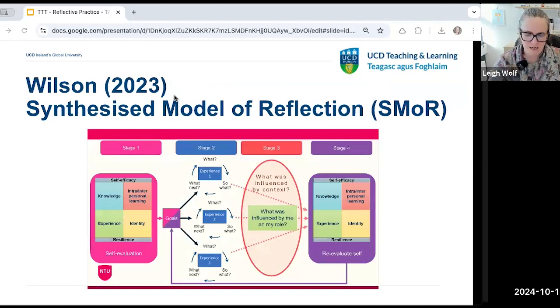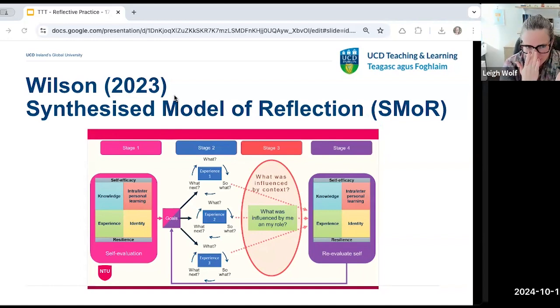And there's a new model for that that has just recently come out from Wilson just last year, called the synthesized model of reflection. And again, you can see a bit of complexity on the screen here, but you'll start to see as we deconstruct this some similar patterns. So in stage one of the synthesized model of reflection, there is a self-evaluation where you're looking at whatever the learning objective is or experience, and assessing and sharing your knowledge, learning experience, and identity in that.